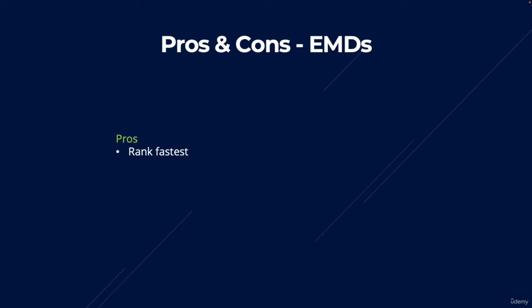So what does that mean? Well, going back to what I said earlier on in the course, SEO is all about relevancy. The sooner and the quicker Google knows what your website is about, the quicker and the more likely Google is to return your website to users when searching for any keywords related to your topic. So EMDs are one of the best by far if you're looking to rank really fast. Moving on to the cons of EMDs.